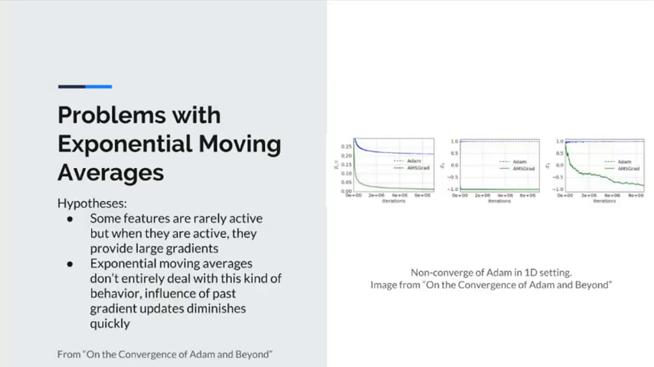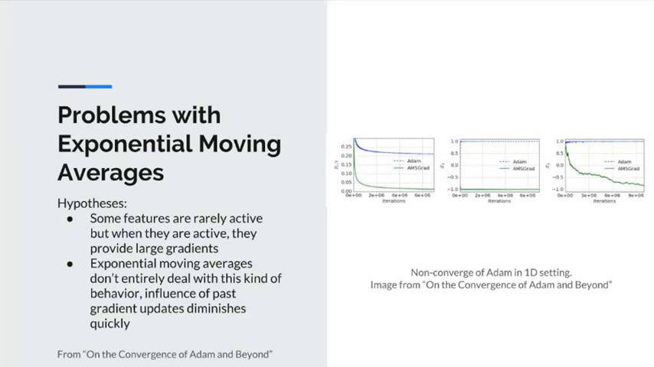So we know that Adam generalizes more poorly than stochastic gradient descent, but I guess the question is why? One hypothesis is that the problem may be with the computation of an exponential moving average. Some features are rarely active, or some features rarely receive gradients in the machine learning model. When they are active, they provide large gradients. In this setting, exponential moving averages don't entirely deal with this kind of behavior because the influence of past gradients diminishes too quickly. So by the time your next gradient update is received, your estimate of how much you should update your model parameters is inaccurate because your factor by which you scale down the gradient update is inaccurate.